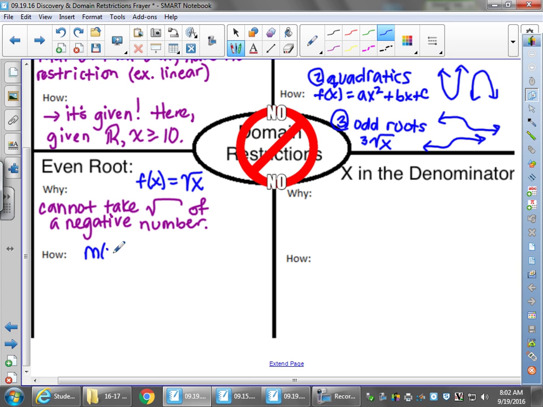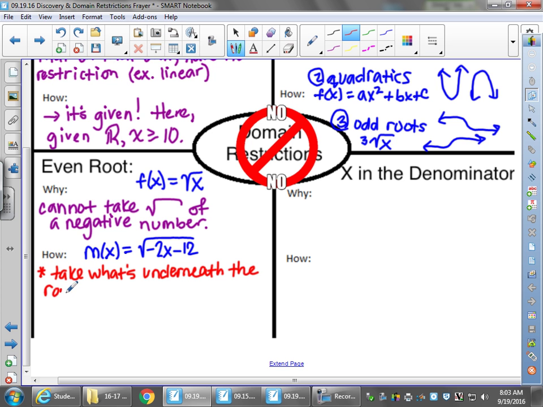Let's say m of x equals the square root of negative 2x minus 12. The how. Take what's underneath the root, and by root I mean this symbol, set greater than or equal to 0, and solve. Can't put it any more simple than that. Take what's underneath the root, set greater than or equal to 0, and solve.